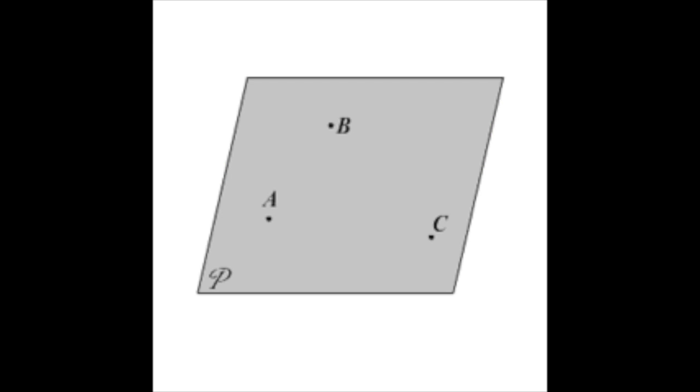Naming a line is simple. Just pick any 2 points on it. For instance, this one would be called AB. Naming a plane, pick any 3 points on it. For instance, this one would be called ABC.